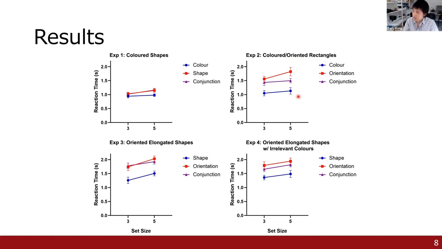Color is still the same. It increases slightly, but not very much. But this time, searching for the conjunction was actually faster than searching for the orientation. And that just made no sense at all. So maybe it's something to do with color, because color is such a fast feature. Perhaps that's what's causing the issue here. So experiment 3, I removed color and used shape and orientation. And this time shape took the role of color, being the faster one, and the conjunction is still the same as orientation this time.